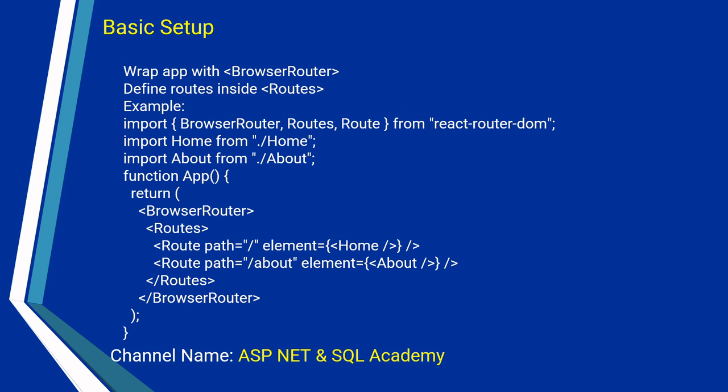Next, let us set up our routing. We wrap our main app component with the BrowserRouter. Inside it, we define our routes using the Routes component. For example, we can create two routes, one for the home page and one for the about page. This way, React can switch between components depending on the URL path.